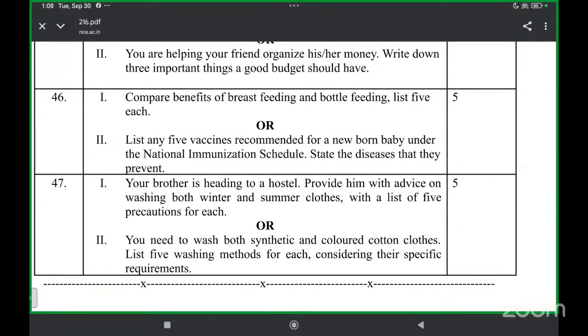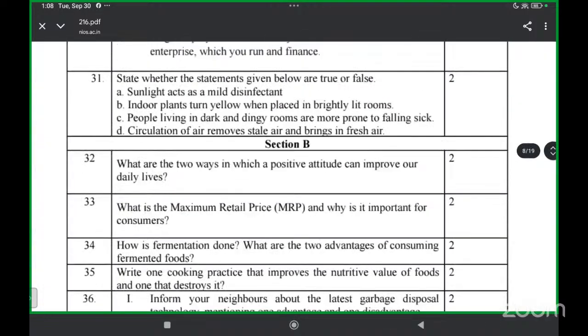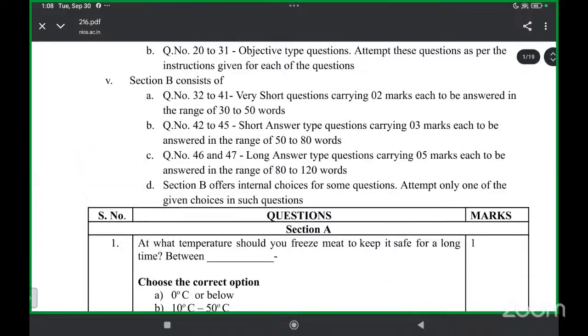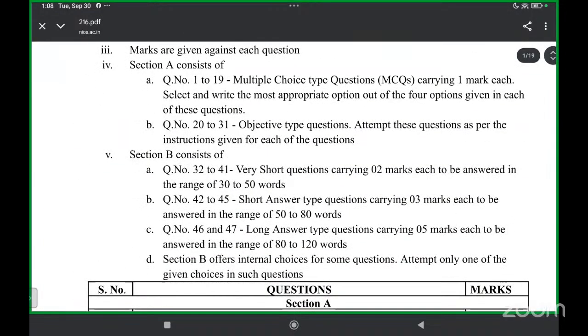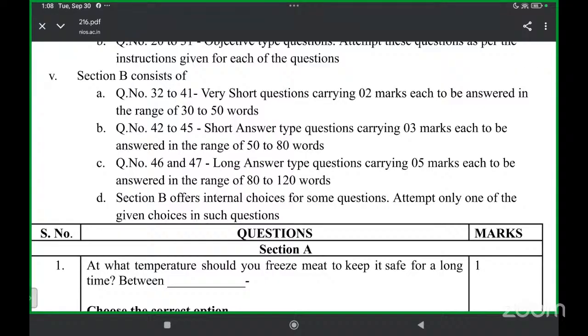Compare the benefits of breastfeeding and bottle feeding. List 5 each, so 5 for bottle feeding and 5 for breastfeeding, you have to write benefits. So 5 mark questions will be in detail. You are going to answer them in detail. And the word limit is 80 to 120 words in the long question.